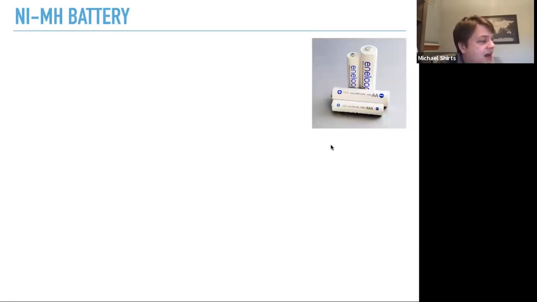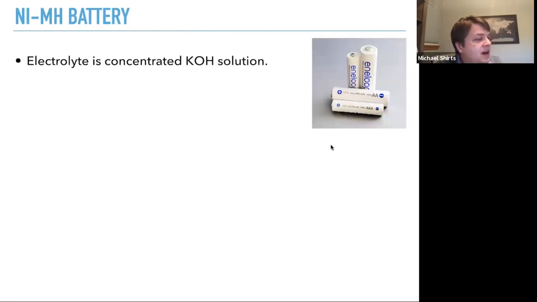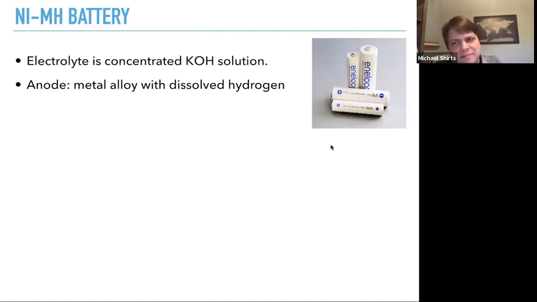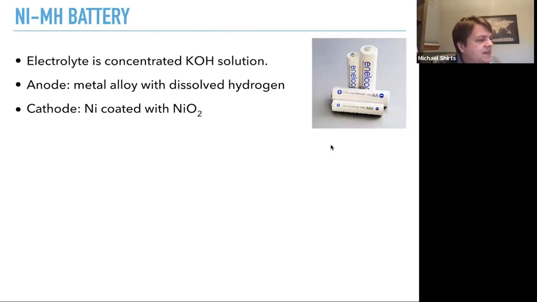Now the nickel metal hydride battery. Again, the electrolyte here is a concentrated alkaline solution. The anode is interesting. It's a metal alloy, and you use different metal alloys with dissolved hydrogen. Hydrogen can actually dissolve into metals. The cathode is nickel coated with nickel oxide, and the reduction there is the same as in the NiCad batteries, with nickel going from a +4 to a lower oxidation state.